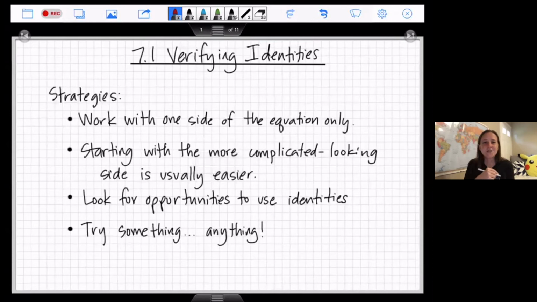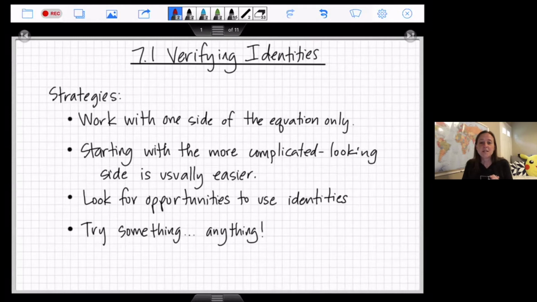All right, so here are some strategies we're going to use when we're verifying identities. This is proving that an equation is true for all values of theta or x, not solving for theta or x. All right, so the first thing we're going to do is work with one side of the equation only. So this is not like solving equations where I can add 2 to both sides of the equation. You can only do that when you know that those things are equal. When you're trying to prove that things are equal, you can't assume that and treat it like it's already an equality. So we're going to start with one side of the equation only. And usually this is counterintuitive, but starting with the more complicated looking side is usually easier. It's got more moving parts that you can kind of manipulate and see what falls out.